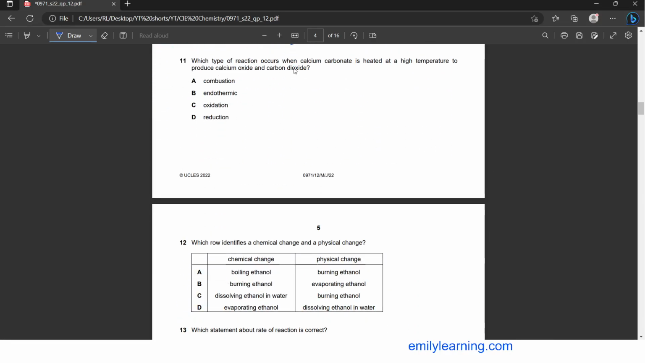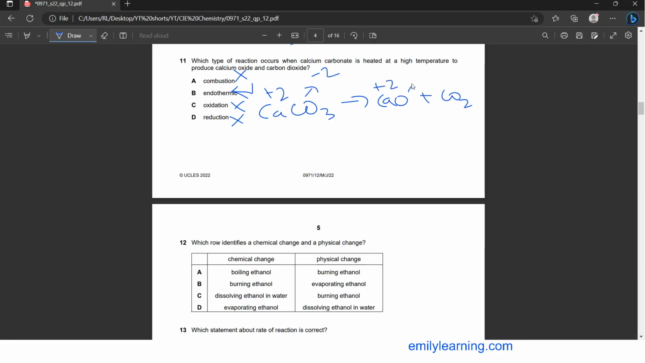Question 11. What type of reaction occurs when calcium carbonate is heated at high temperature to produce calcium oxide and carbon dioxide? This is a decomposition reaction, right? We can also call this reaction an endothermic reaction. It is not combustion because for combustion you need to add oxygen. It is neither oxidation nor reduction because calcium still remains as +2.